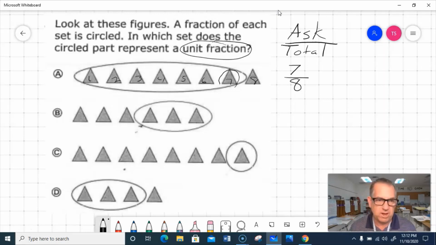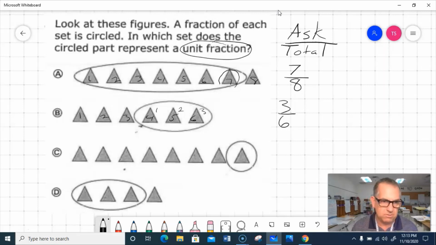Okay, well, let's check it and see. So I have a total of 1, 2, 3, 4, 5, 6 total. So that means my denominator is going to be 6. And of those 6, 1, 2, 3 of them are circled. So that would represent 3/6. Okay, answer choice C. What fraction does that set of triangles represent?